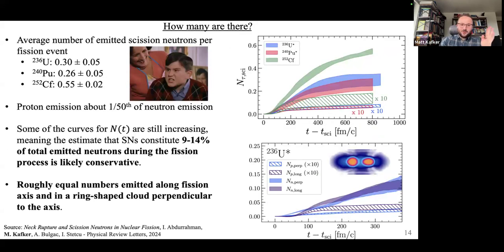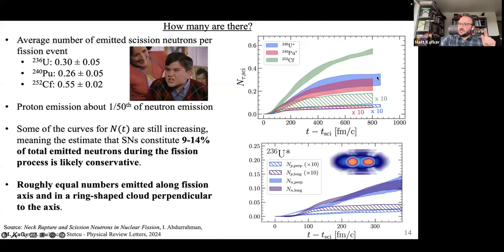So now there's the reasonable question of how many are there? And I mentioned earlier that it's 9 to 14%. But here I can be a little bit more precise. So here we have time after scission, and then we have the number of particles emitted. And I mentioned that we have U-236, plutonium-240, californium-252. And I'll just draw your attention to these solid curves first. And we see that there's some increasing function of time, and maybe they start to level off. Arguably, californium is not leveling off.